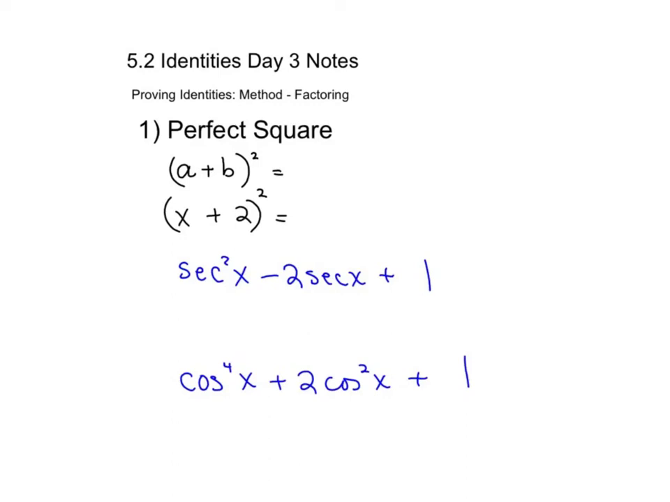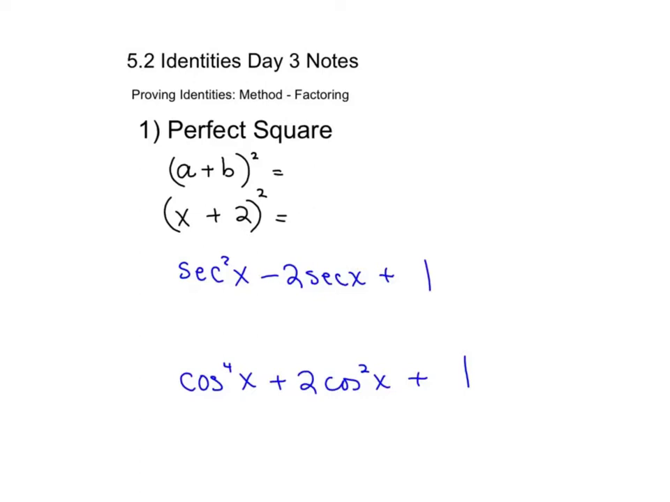Okay, this is 5.2 identities. These are some identity methods that you're going to see over and over again. The first one is the perfect square. And you can see up here that I have two of the quadratic perfect squares, and I'm going to go ahead and multiply those out.